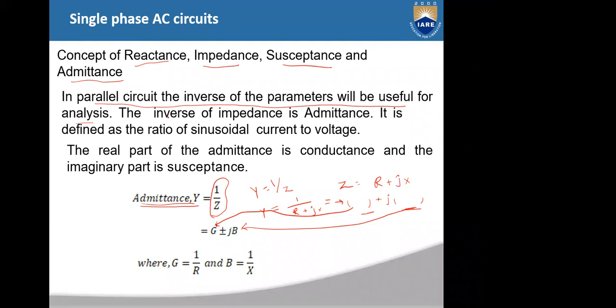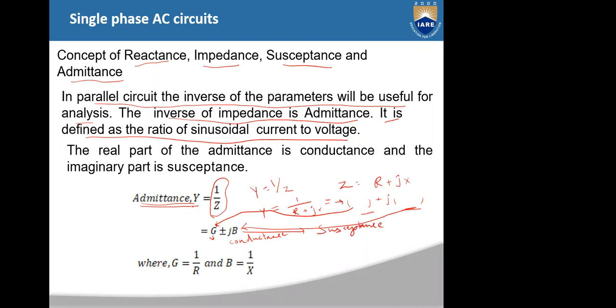So the inverse of impedance is admittance, and it is defined as the ratio of sinusoidal current to voltage. What is the name for G? We are calling it conductance. And the imaginary part we are calling the susceptance.